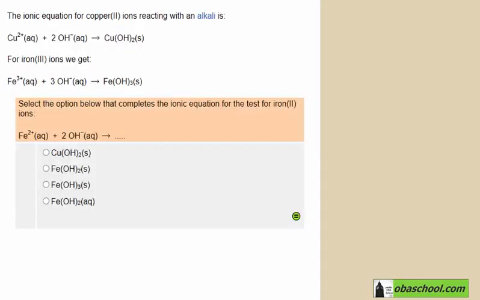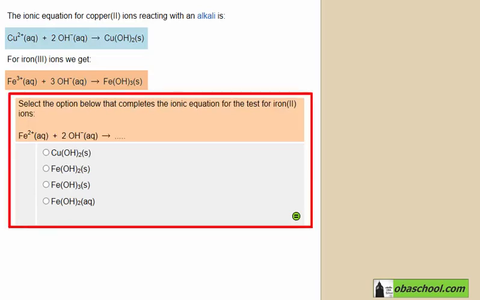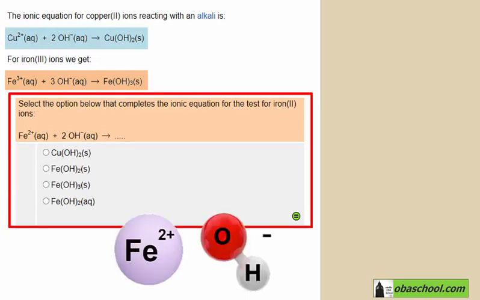These are the ionic equations for copper 2 ions reacting with an alkali. Cu2+ (aq) plus 2OH- (aq) will produce Cu(OH)2, which is solid. For iron 3 ions, we get Fe3+ ions plus 3OH- will produce Fe(OH)3, which is solid. By examining these two ionic equations, select the option below that completes the ionic equation for the test of iron 2 ions: Fe2+ plus 2OH-.